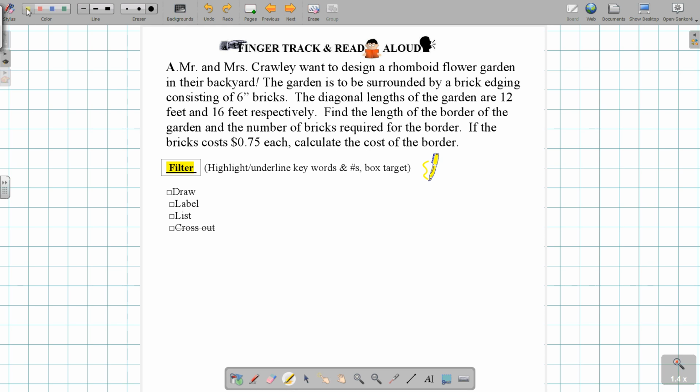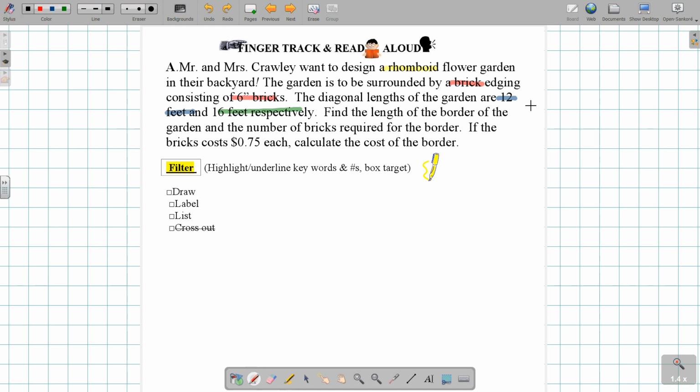Welcome back. How did you do filtering? I said it's rhomboid is important. Surrounded by brick edging. And each brick is 6 inches. We have diagonal lengths of 12 feet and 16 feet respectively.